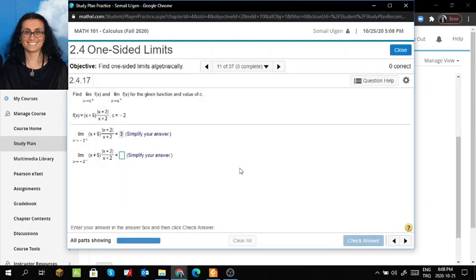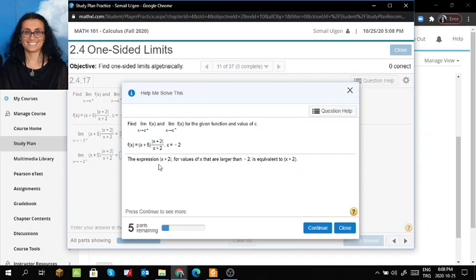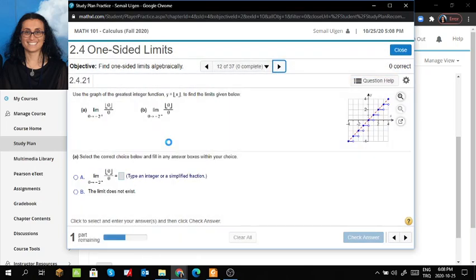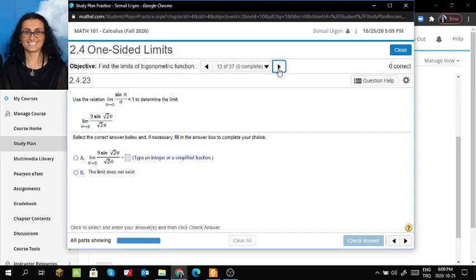You got it right. Okay, you can also use the question help, help me solve it. Okay, so everything is explained here, okay? So you should use that. Okay, let's continue. These are similar questions. So use the relationship to determine the limit. Limit as theta goes to 0 of 9 sine square root of 2 theta over square root of 2 theta. We know that sine theta over theta is 1 as theta goes to 0.